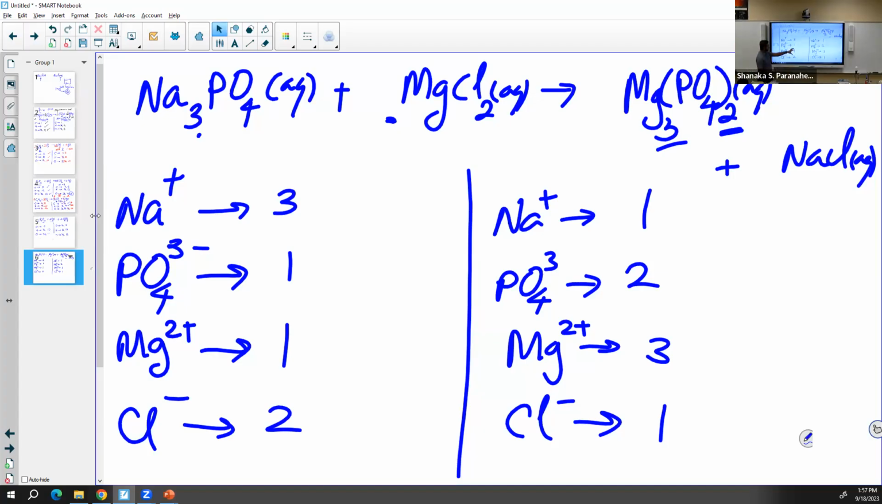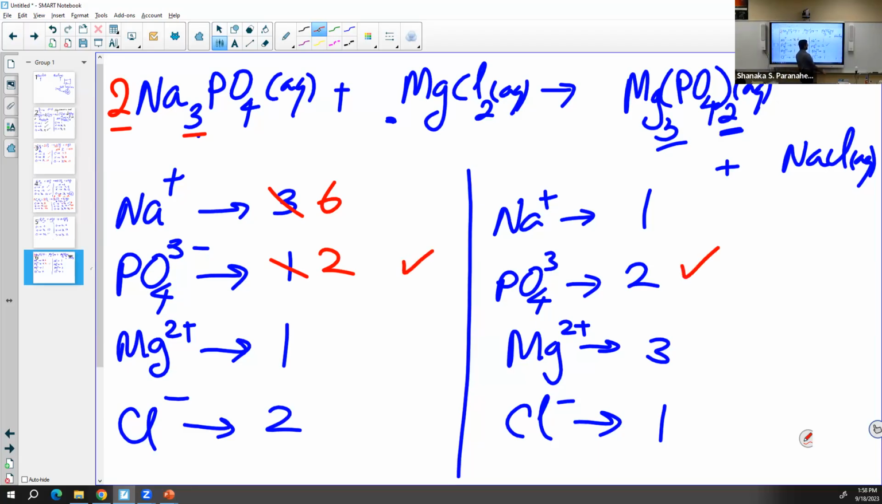So now your starting point is going to be the polyatomic group. 2 versus 1. So we need 1 more phosphate group. So we're going to get another sodium phosphate. So we're going to add 2 in front of this. So 2 times 3, the new number of sodium is 6. And there are 2 sodium phosphate, and we will get 2 phosphate, because each sodium phosphate has 1 phosphate group. There are 2 of those, 2 phosphate groups. So we have balanced phosphate.